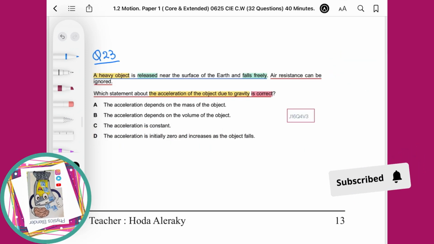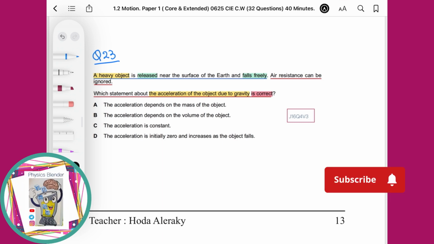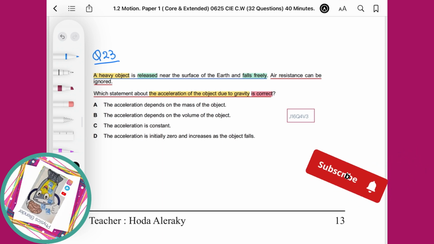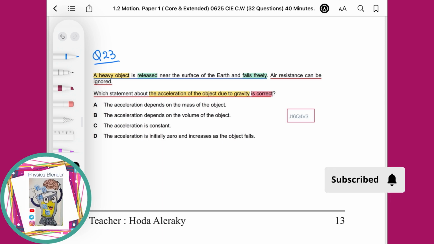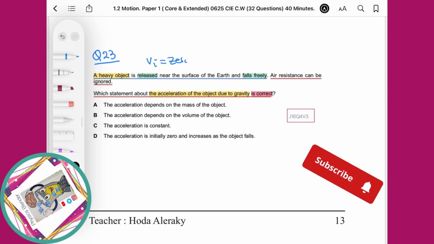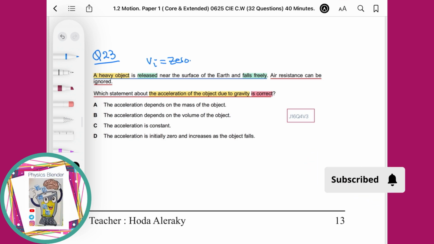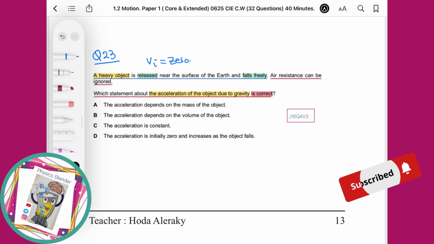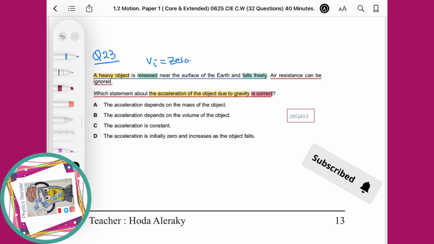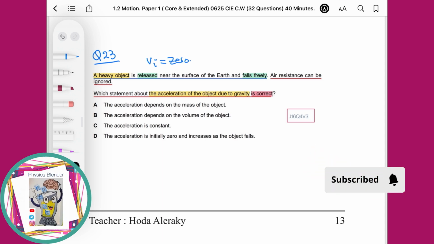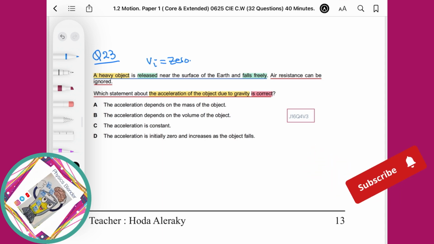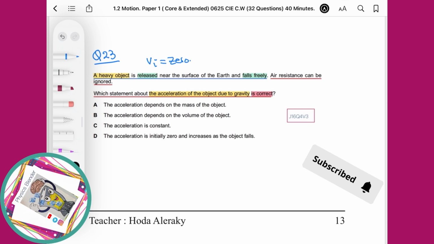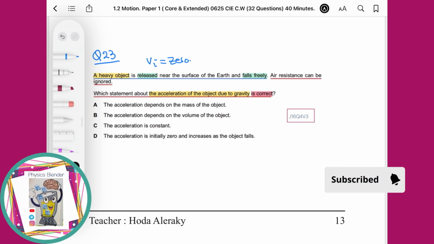Question 23 is also challenging. We have a heavy object that is released and falls freely. It means its initial velocity is equal to 0. Air resistance can be ignored. So here air resistance has no effect. Which statement about the acceleration of the object due to gravity is correct?